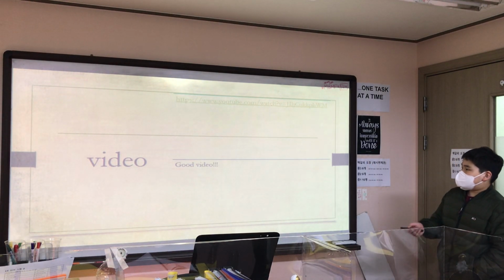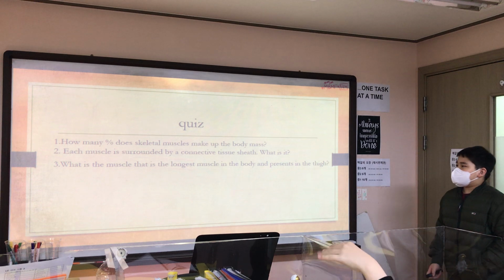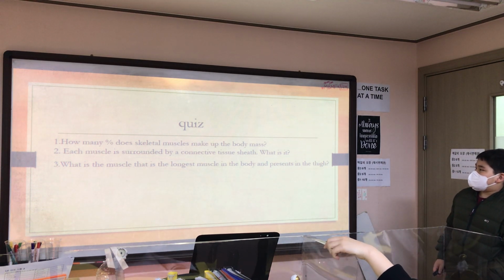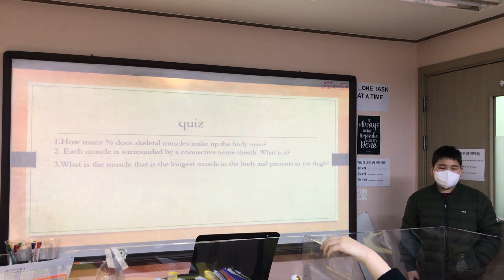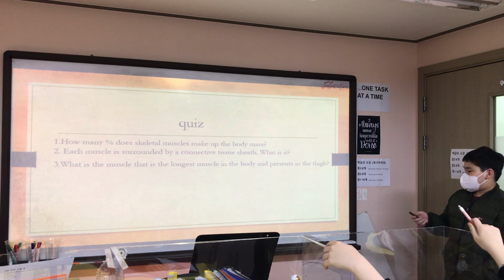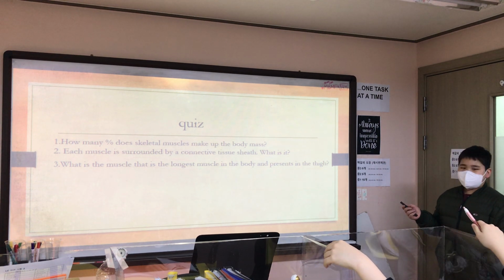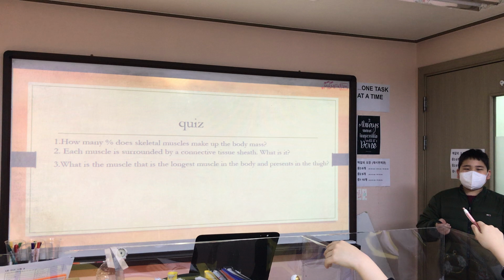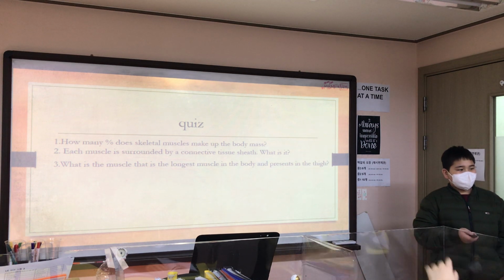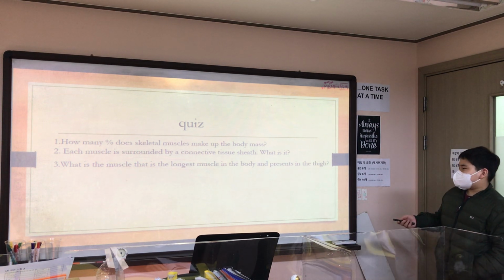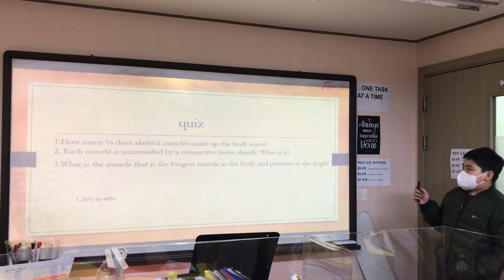Alrighty. And now quiz. How many percent of the body mass do skeletal muscles make up? 30%. It's almost close but not. 30 to 40%. Yes. Wow.